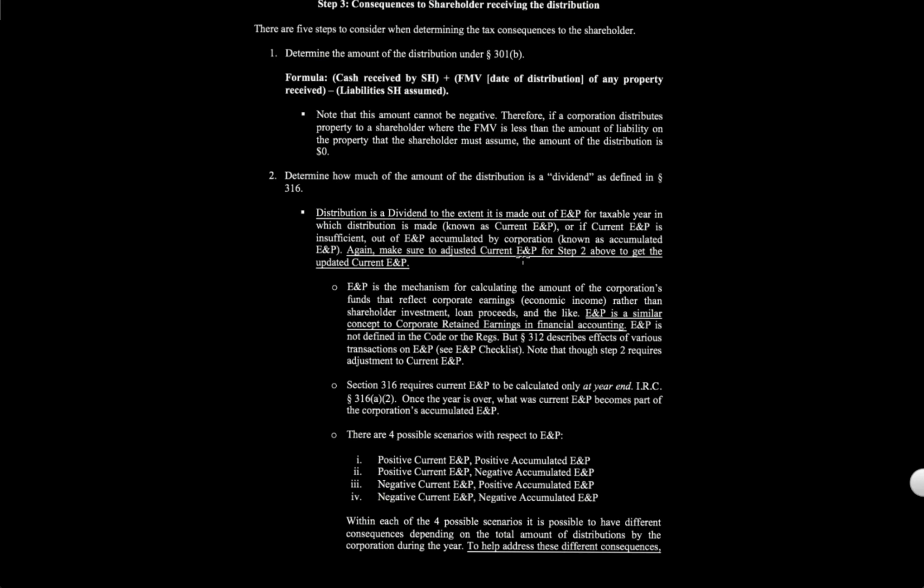In step three, we consider the consequences to the shareholder receiving the distribution. So the first two steps dealt with the corporation that was distributing the property, and the third step deals specifically with the shareholder. Now, there's 5 steps within step 3 to consider. The first is to calculate the amount of the distribution under section 301(b). The formula is the cash received by the shareholder plus the fair market value at the date of distribution of any property received minus any liabilities that the shareholder assumes. Now, this amount can never be negative.